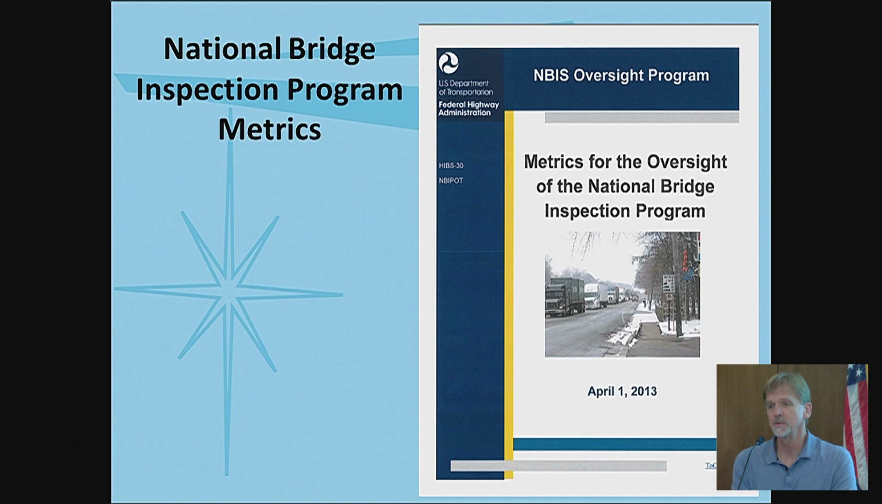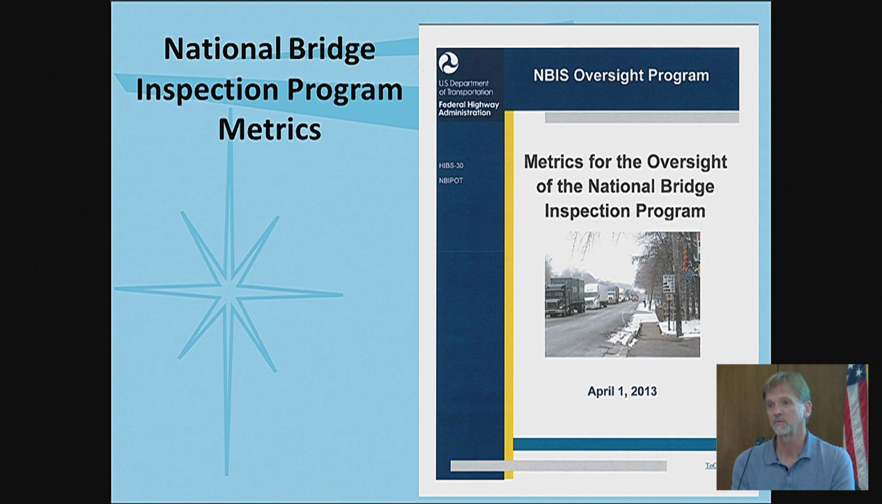So in 2013, Federal Highway came up with the National Bridge Inspection Program metrics. There are 23 metrics that each state is responsible for making sure are done. It's an oversight, a data-driven program that gives you information on the condition of your bridges, and it was established in 2013. So when I mention metrics, that'll give you a little background.